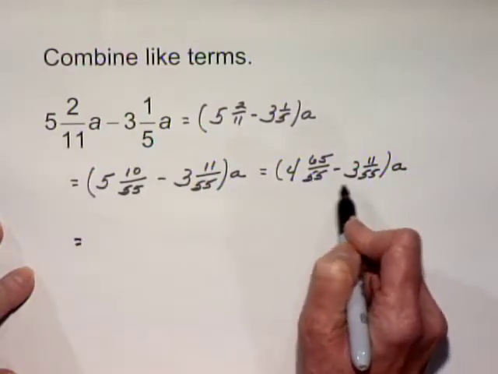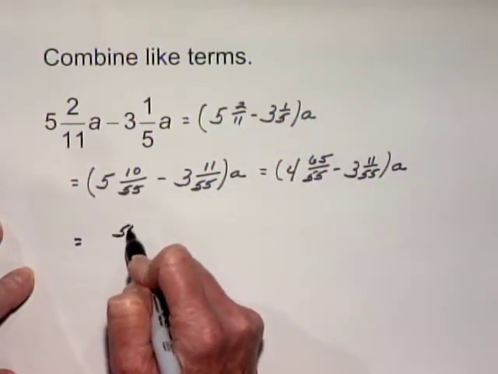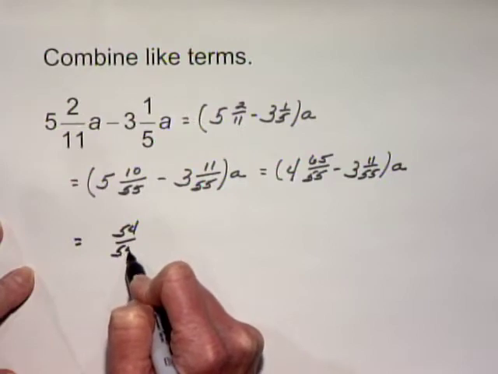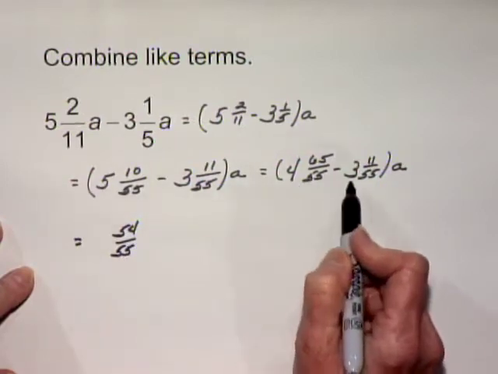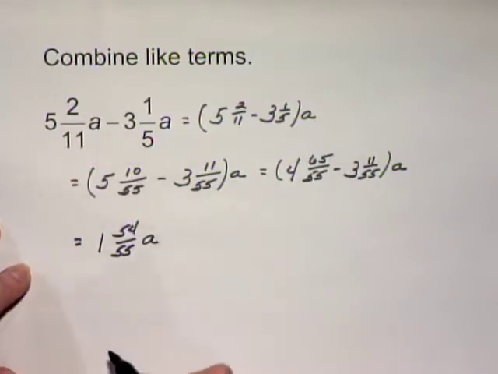And now let's subtract the fraction parts. 65 minus 11 is 54. So I have 54 over 55 for the fraction part. 4 minus 3 is 1, so I have 1, and this is the coefficient of A. So the result is 1 and 54 55ths A.